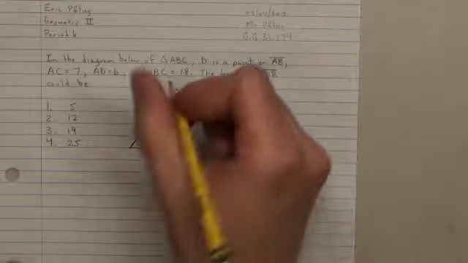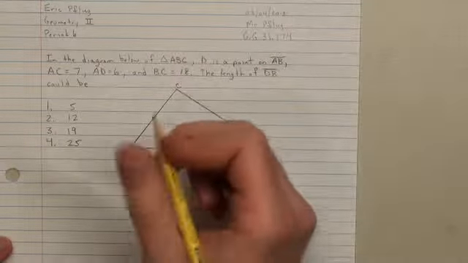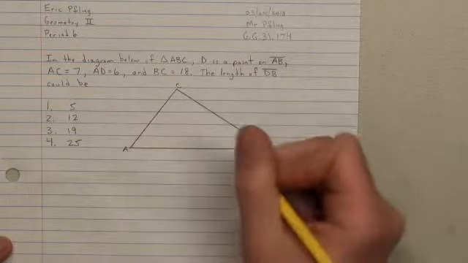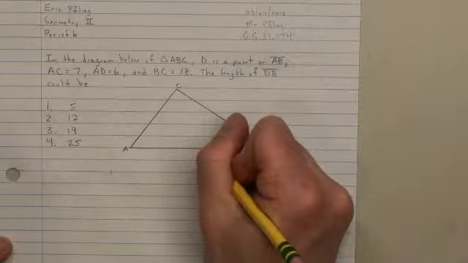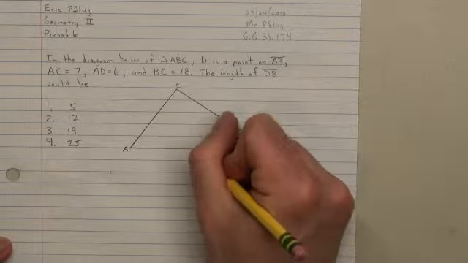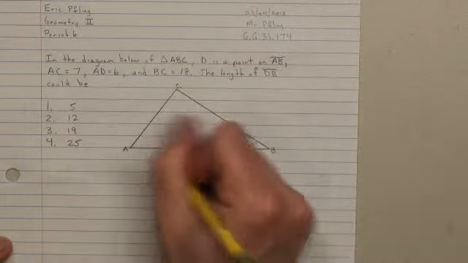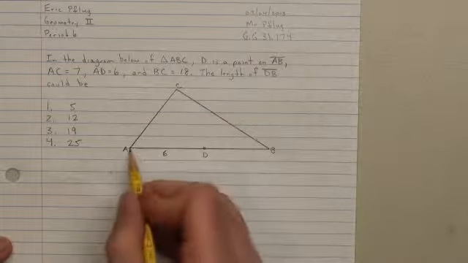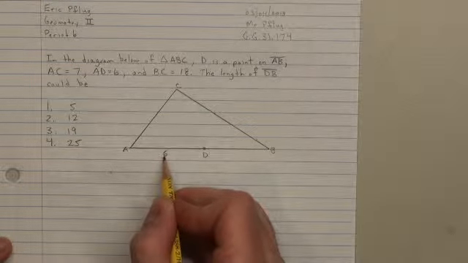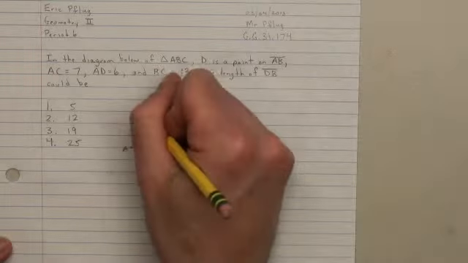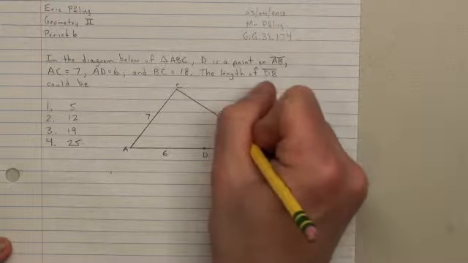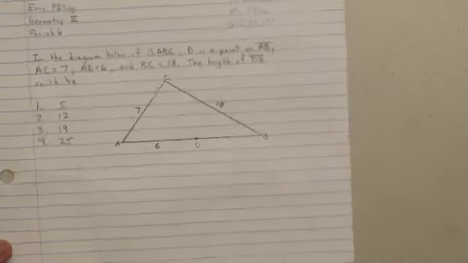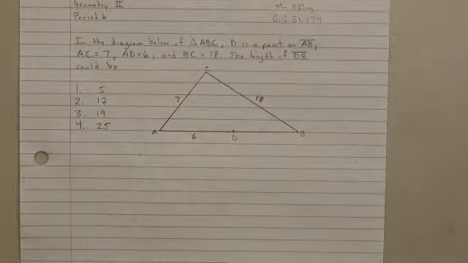Okay, it has this labeled C, A, and B, and it has D right about here. Okay, so it says AD, which is the length from A to D, is 6. It says AC is 7, so that's that side, and it says BC is 18. Now this is labeled in the figure in the problem. Okay, this is exactly how they give it to us.